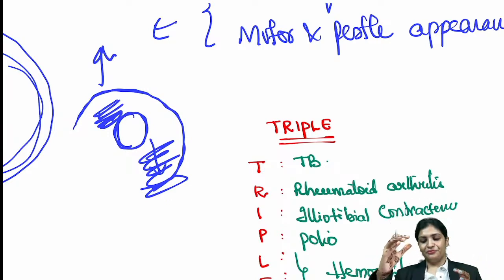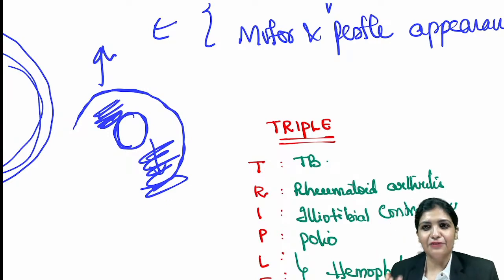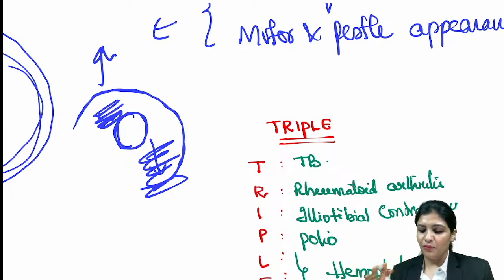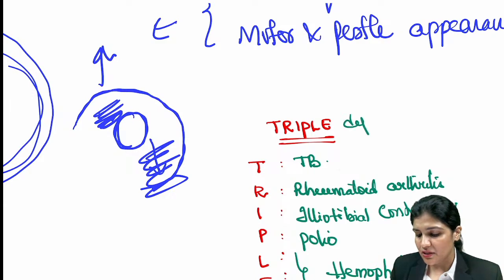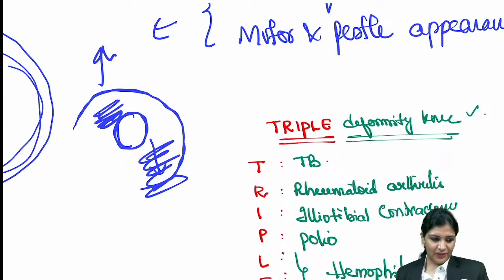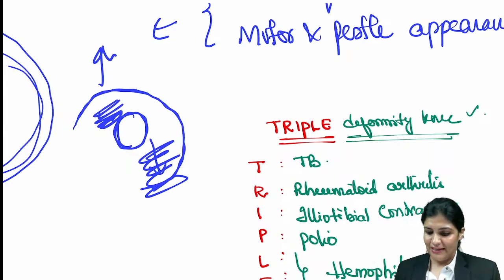Because we have 5 options, it is easy for the examiner to put 4 in that, right? So you have to remember where you see this triple deformity of the knee and what other conditions will result in it. Yes, so this is the triple deformity. Please remember this mnemonic and these conditions. This is also a potential exam question.